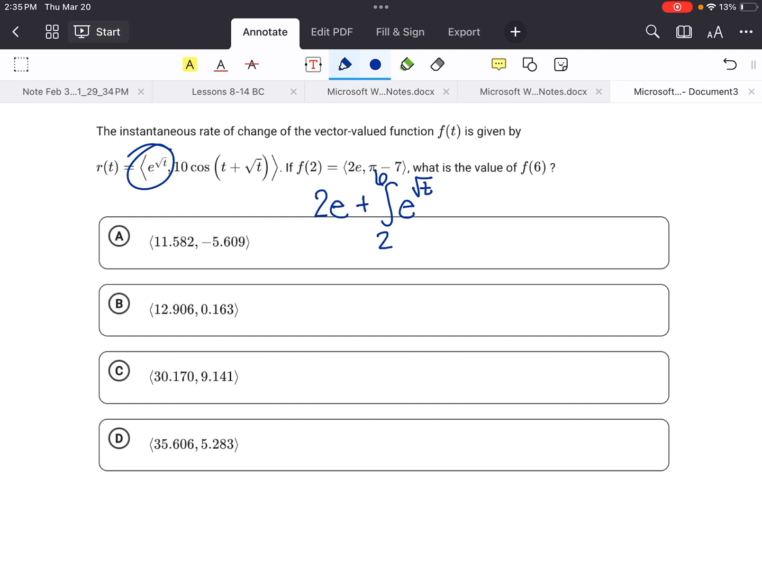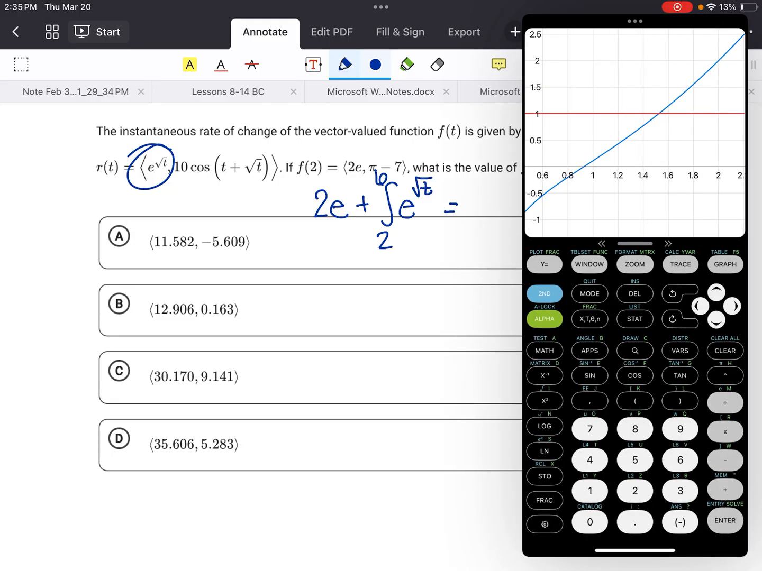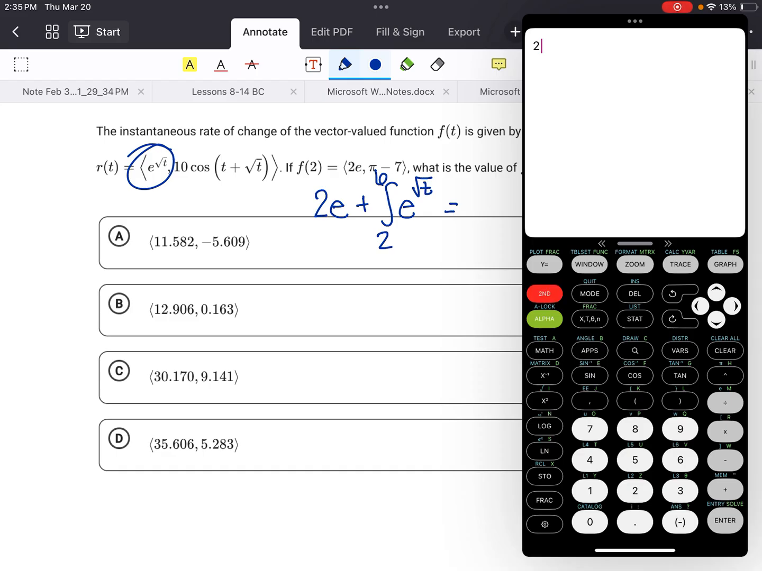This one is another calculator question. So you can type that into the calculator. 2e plus math, integral from 2 to 6 of e to the square root of x. Oh no.